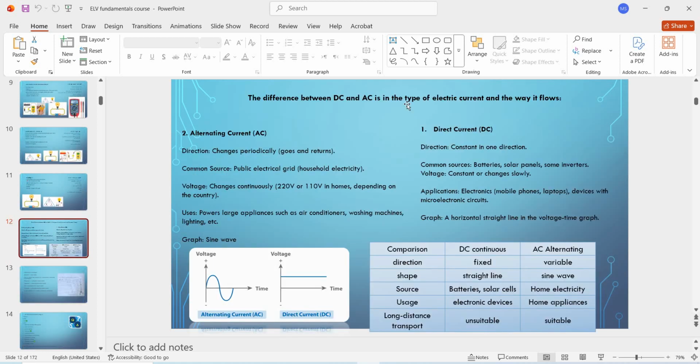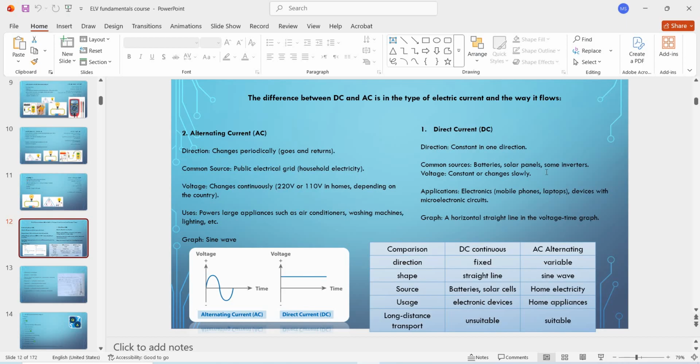Now we're going to learn the difference between DC and AC. Let's start with AC. AC is an abbreviation for alternating current. DC is direct current. In direction, the AC changes periodically. It goes and returns. But the DC is constant in one direction. The common source of AC is the public electrical grid or household electricity. But the common source of DC is batteries, solar panels, and some inverters.